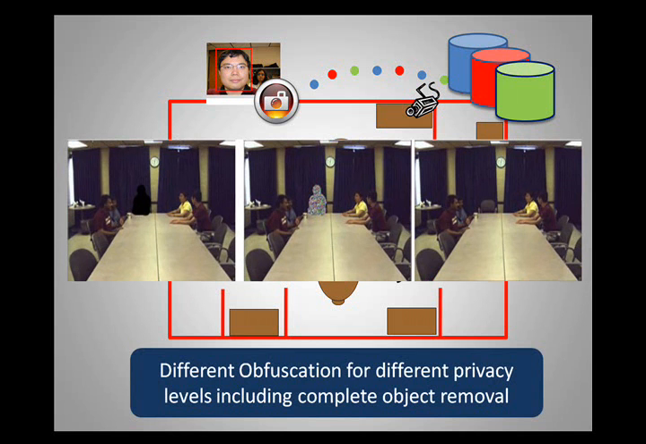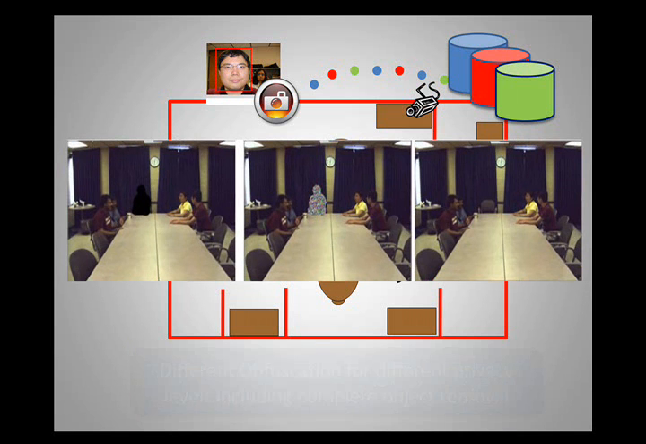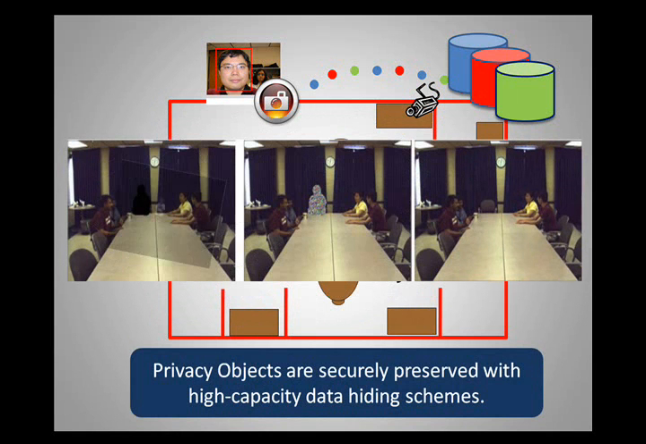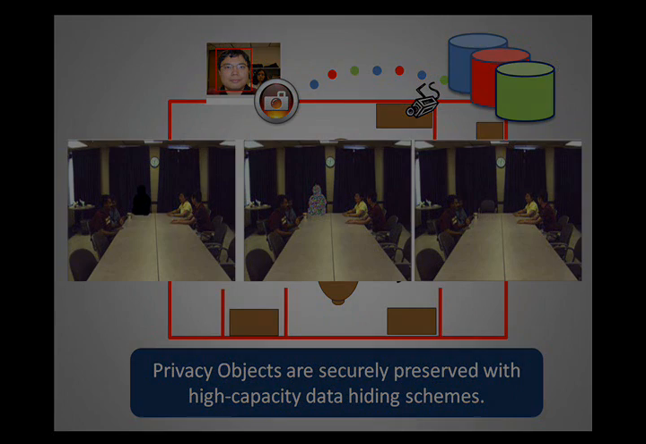It is important to know that we never destroy the original video surveillance footage. By using a high-capacity data hiding technique, the original image is securely embedded inside the modified video and can be retrieved with a user-defined password. The data hiding scheme also produces a single video in standard compression format, so no special system is needed to store or view the video.